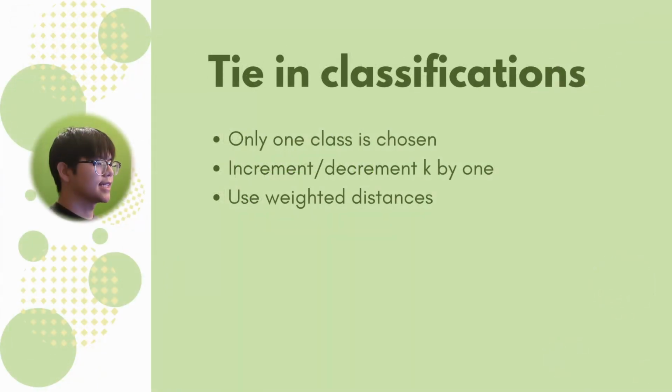If there are ties in classification where there is more than one most common class, scikit-learn only takes one class. To avoid this issue of ties, you can increment or decrement K by 1. Another method is to use weighted distances mentioned earlier.